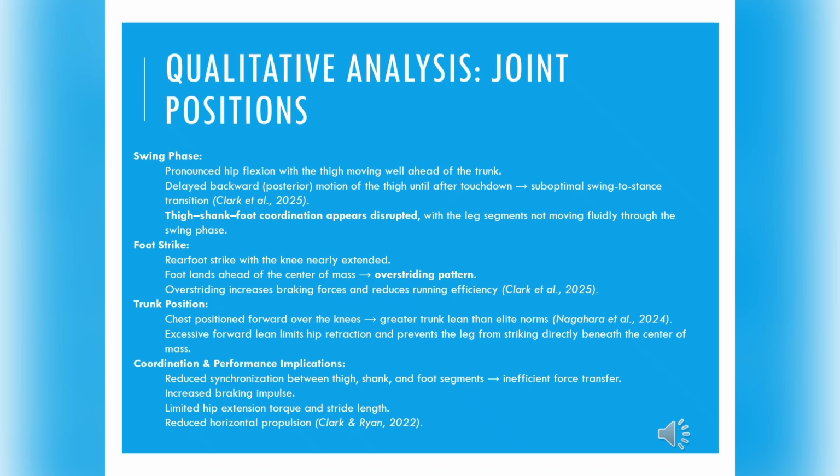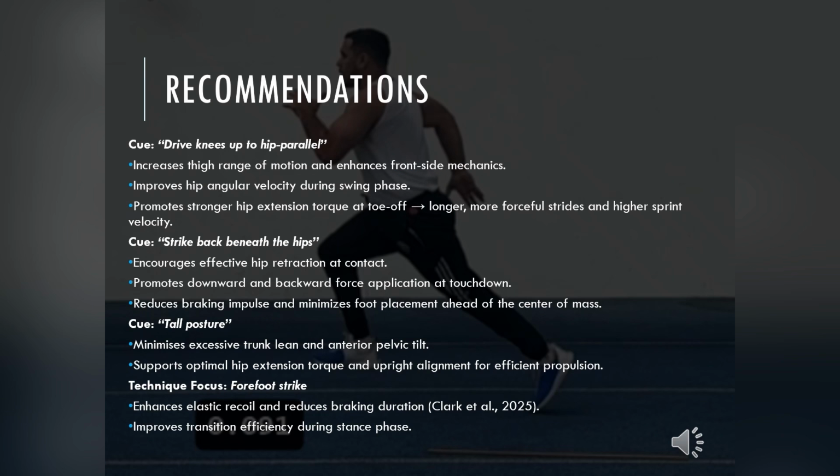The recommendations and technical cueing that I would give to improve sprint efficiency for this runner would be to drive the knees up to hip parallel, in order to increase thigh range of motion and enhance front side mechanics, to improve hip angular velocity during the swing phase, but also promote greater hip extension torque at toe-off, ultimately supporting longer, more forceful strides and improved sprint velocity.